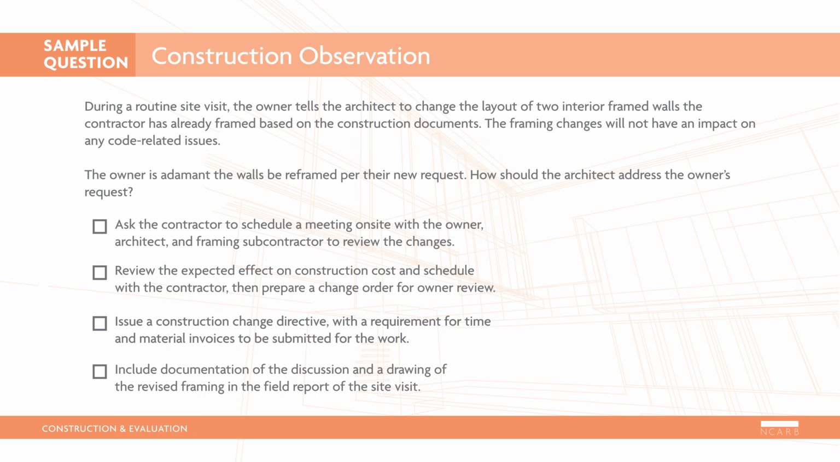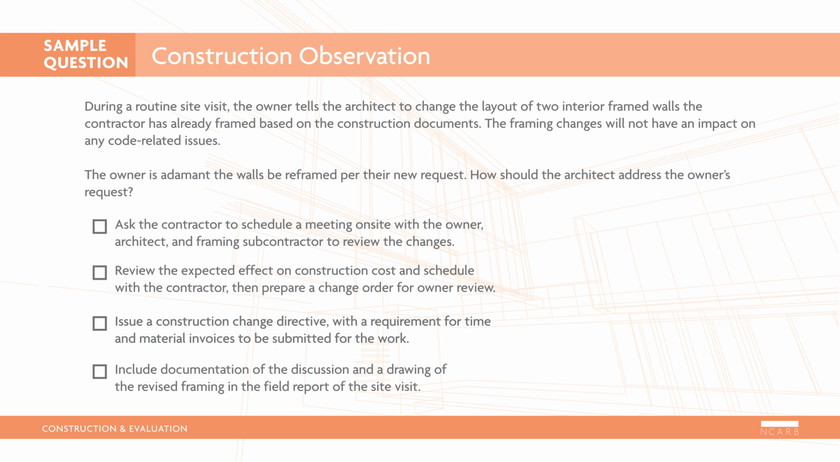During a routine site visit, the owner tells the architect to change the layout of 2 interior framed walls the contractor has already framed based on the construction documents. The framing changes will not have an impact on any code-related issues. The owner is adamant the walls be reframed per their new request. How should the architect address the owner's request?